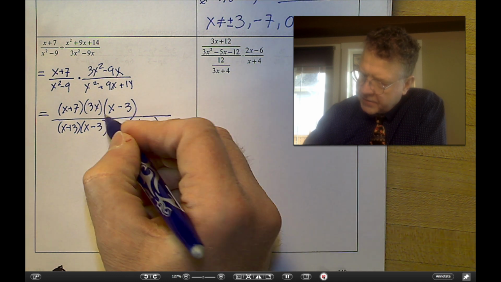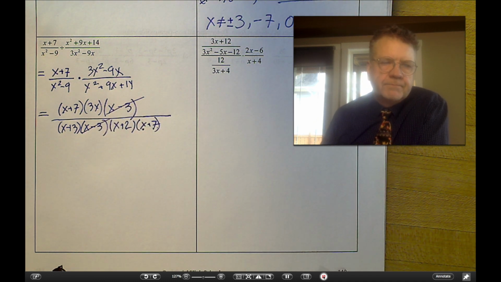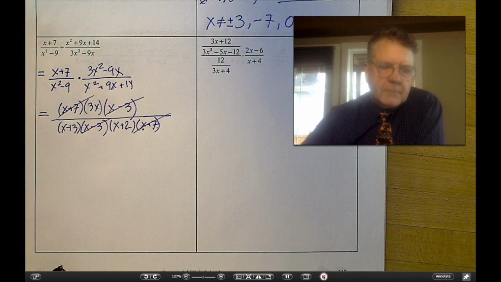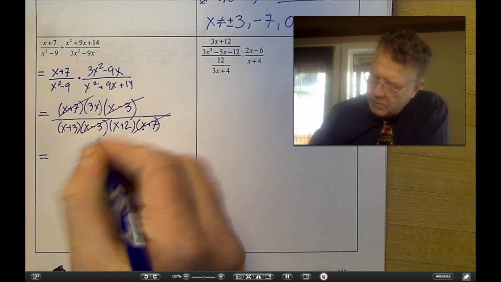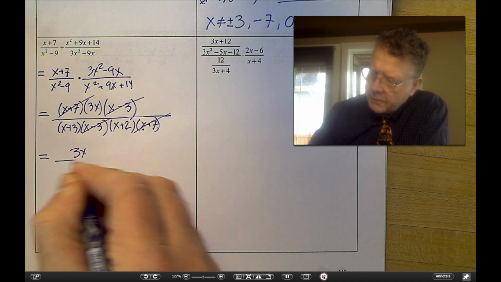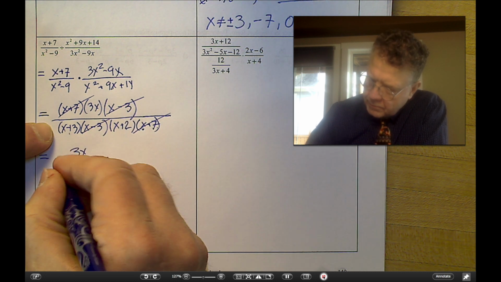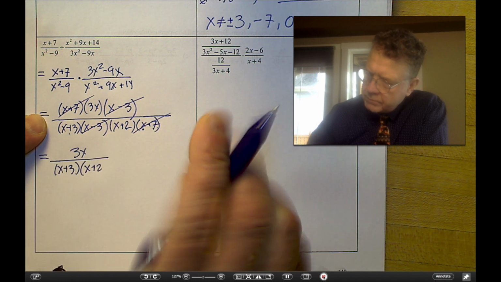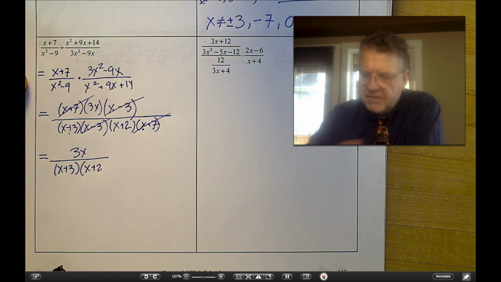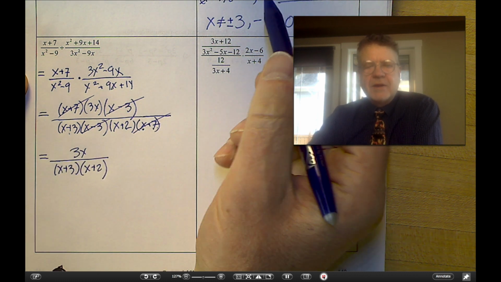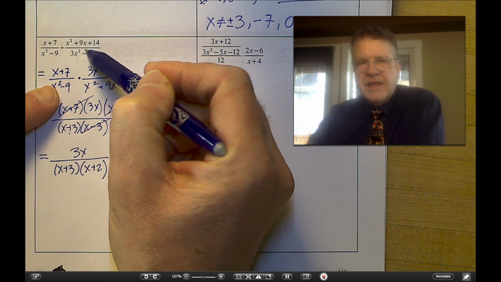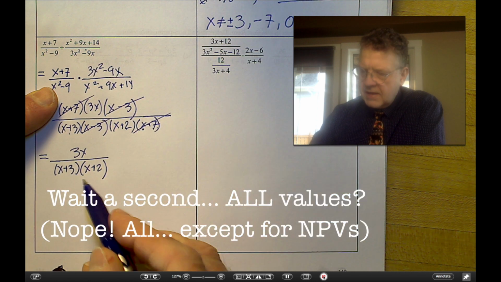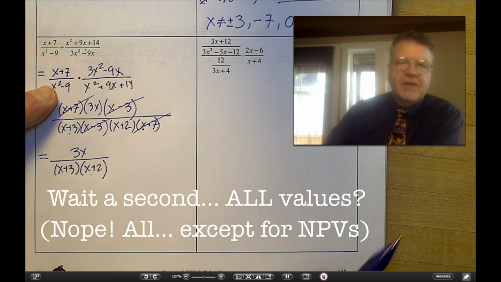Well, I've got x minus 3 here and here, so those can divide out. I've got an x plus 7 and an x plus 7. Those will divide out. I will be left with 3x on the top, and on the bottom, x plus 3 times x plus 2, just like that. There is my simplified expression. It's kind of weird, eh? Something this complicated gives the same exact values for all values you can put into x as this. Well, that's the beauty of simplification. It just works.